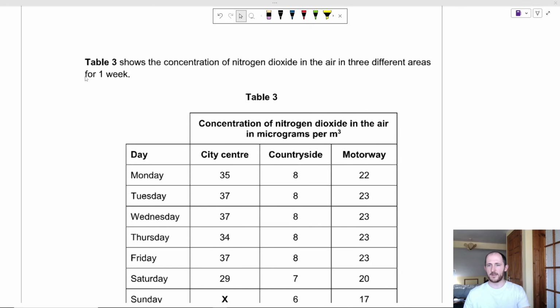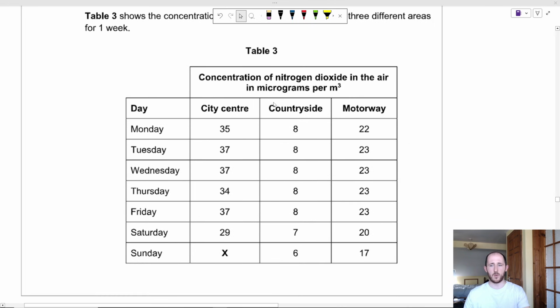For this next question, we have a table showing the concentration of nitrogen dioxide in the air at 3 different areas in week 1. So we have a city centre, countryside and motorway, and these are the values for every day during the week.